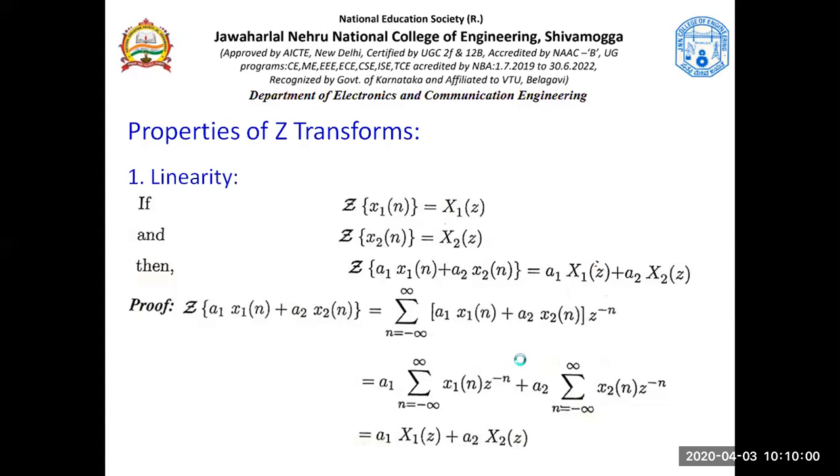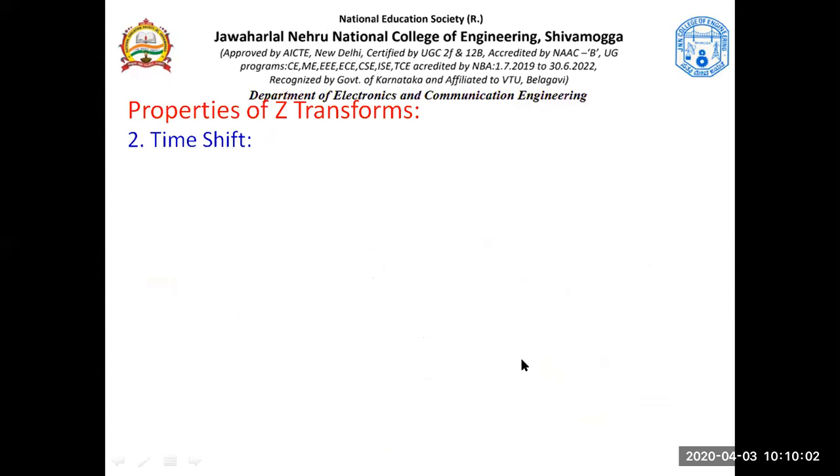Fine. The next property is the time shift property. Time shift property means what? We have seen so many operations on time shift, time scale, reflection in time, and all that. Here we shall see what happens if we take the Z transform of a time shifted signal.